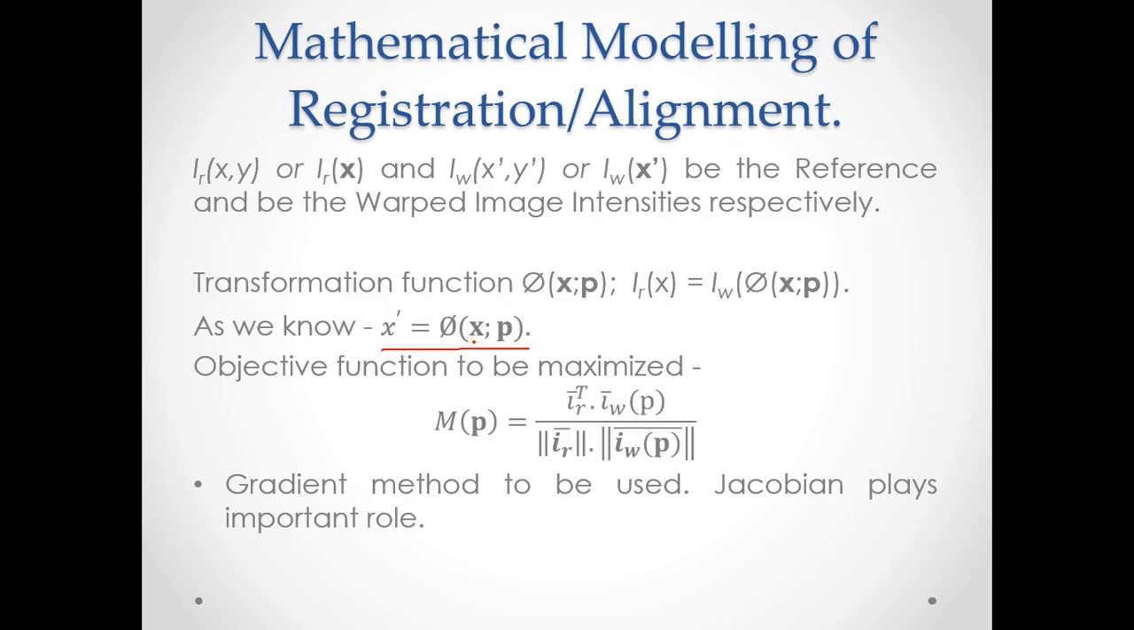Now in the theory, or in the report that has been developed with this project, there is an objective function which is defined as M(p) of this form. This is calculated by subtracting the warped image from the reference image and minimizing the difference. By minimizing the difference, we get this term to be maximized. In the theory, the gradient method has been used and the Jacobian plays an important role.